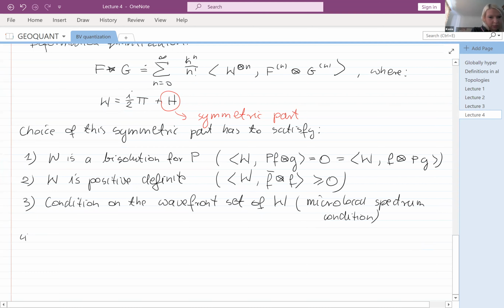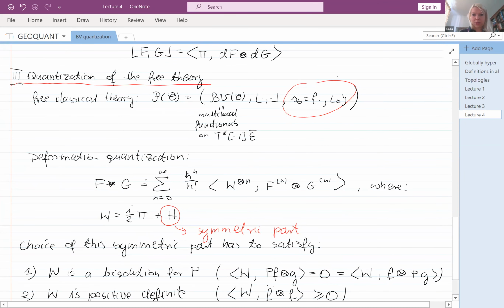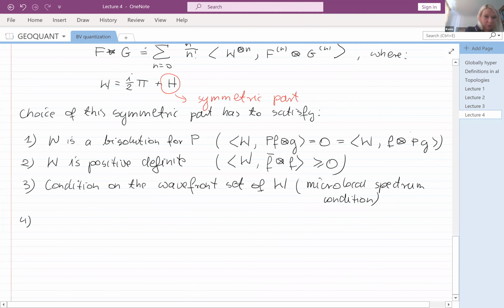And finally, so, and this is, again, we are coming back to this differential as 0. So, sorry, I have to mute myself for a second.